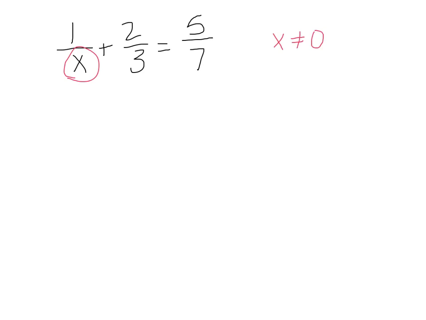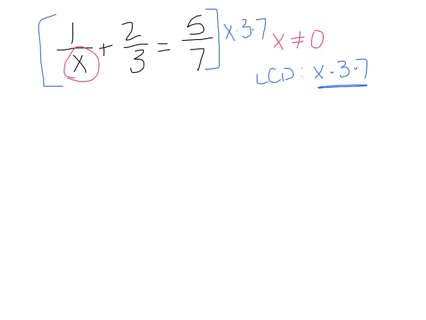So now I can find my least common denominator. The least common denominator needs to include x, needs to include 3, and it needs to include 7. So I would say my least common denominator is 21x. However, I'm going to leave it in factored form so you can see what I'm going to do in just a second. So let's multiply through by the least common denominator. Our goal is to clear the fractions. We don't want to have any fractions left over.